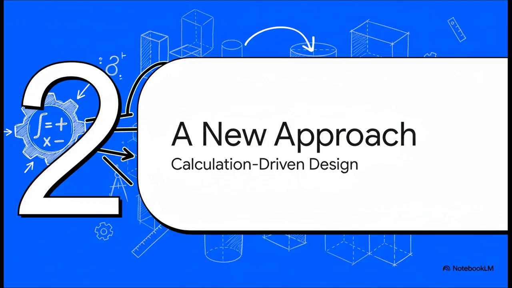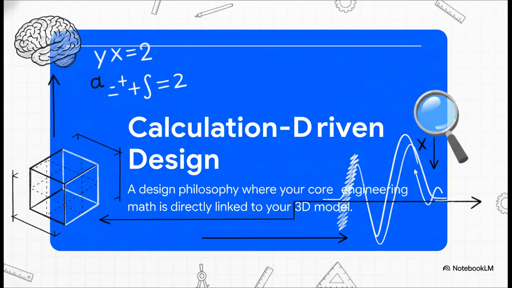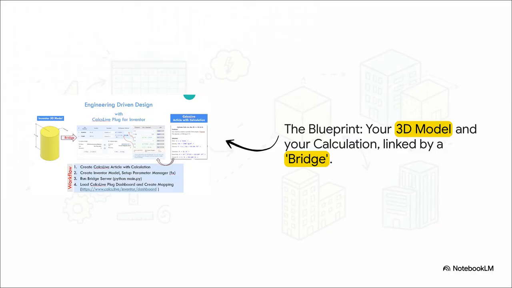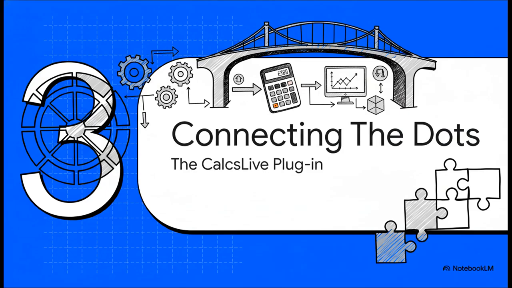Well, there's a new approach on the table, and it's called calculation-driven design. At its heart, it's a really simple but incredibly powerful idea. It's a methodology where your engineering math, the actual source of truth for your design, is directly tied to your 3D model. The calculations literally drive the geometry. So here's the blueprint for how it works. On one side, you've got your 3D model, maybe in something like Autodesk Inventor. And on the other, you've got your calculations living in a tool like CalcsLive. The real magic happens with a bridge, creating a live two-way link between your numbers and your model.